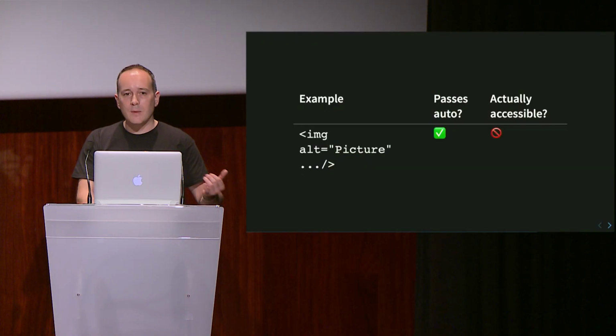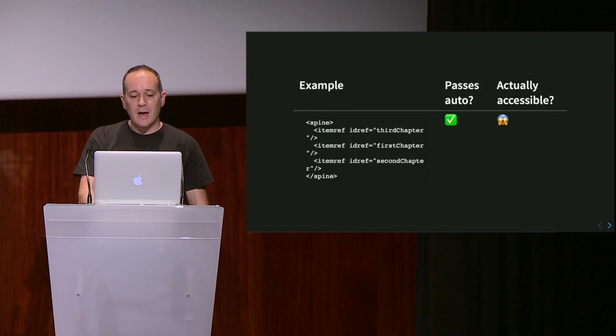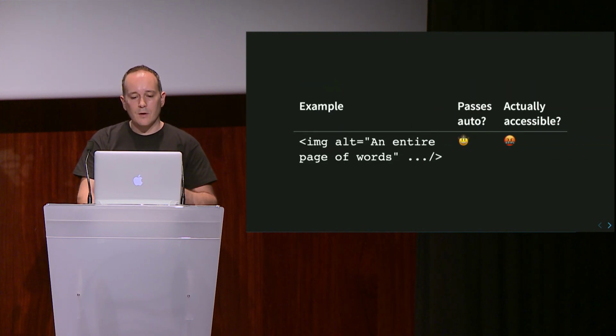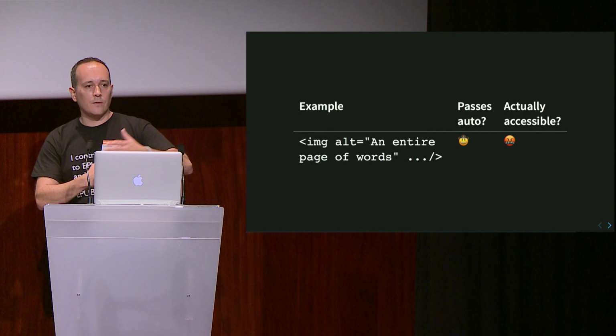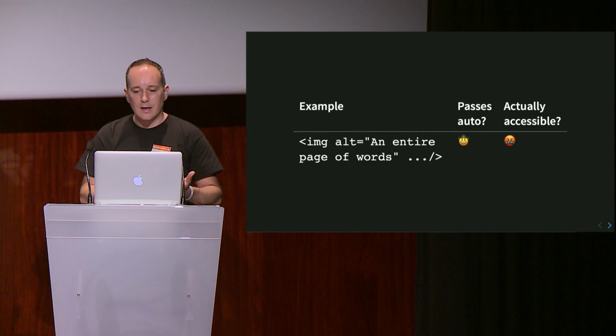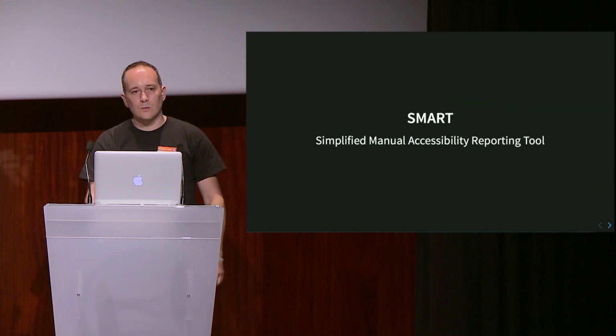For example, if you have an image with an alt text that says picture, it's useless. But an automated tool, except if it has AI in it, won't be able to detect that. If you have a spine in your EPUB which is not in reading order, the automated checker will not detect that. If you have an image which is actually a screenshot of a paragraph of text, the accessibility checker will not be able to detect that.